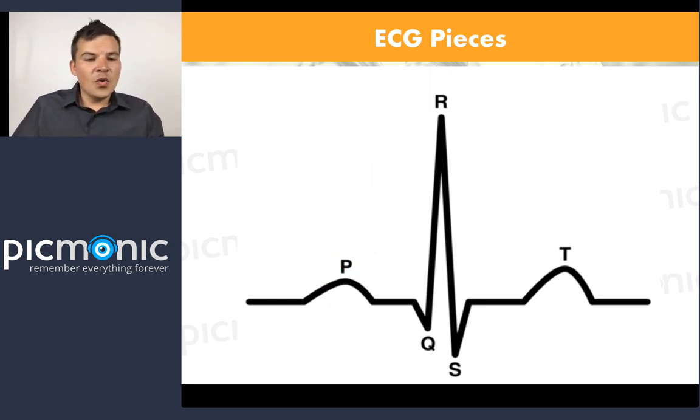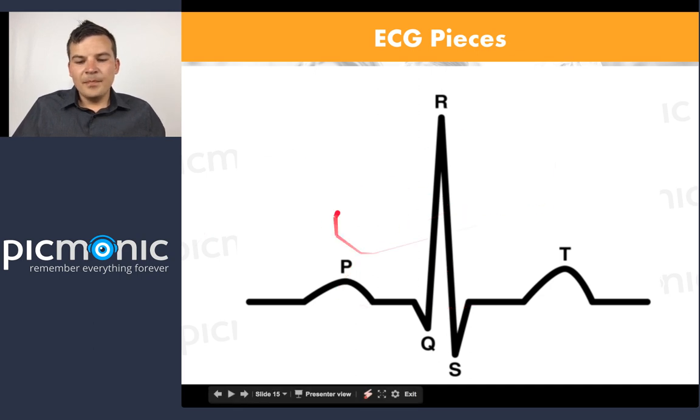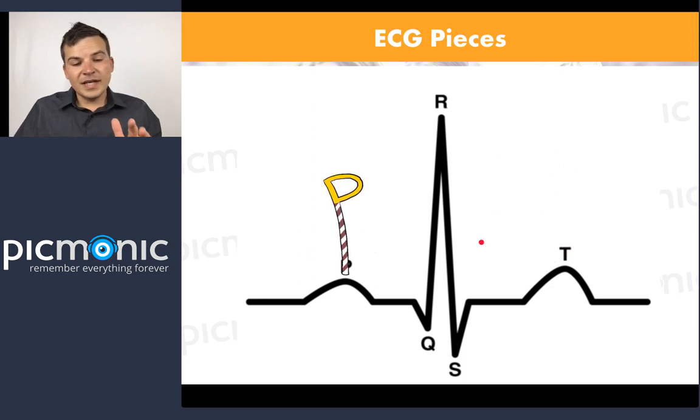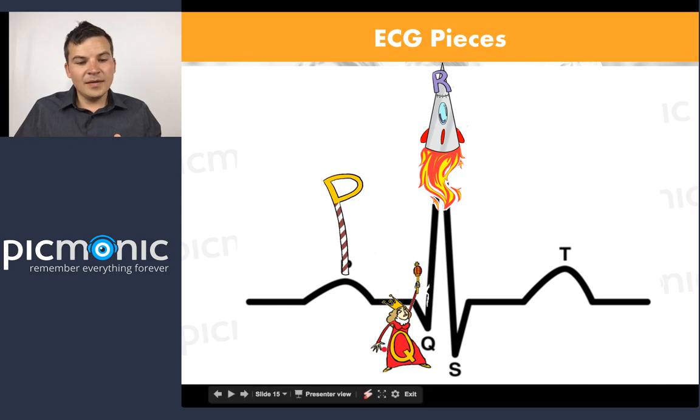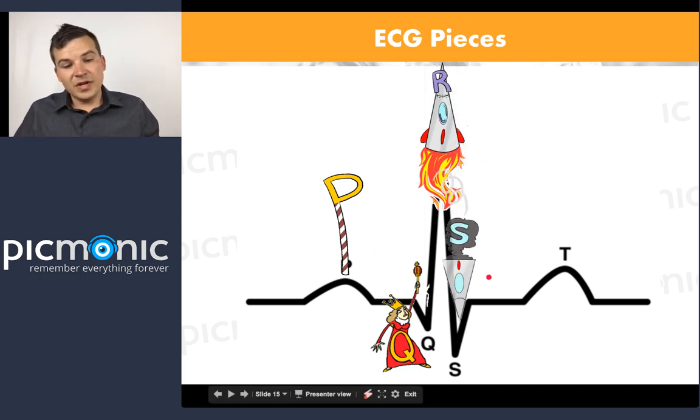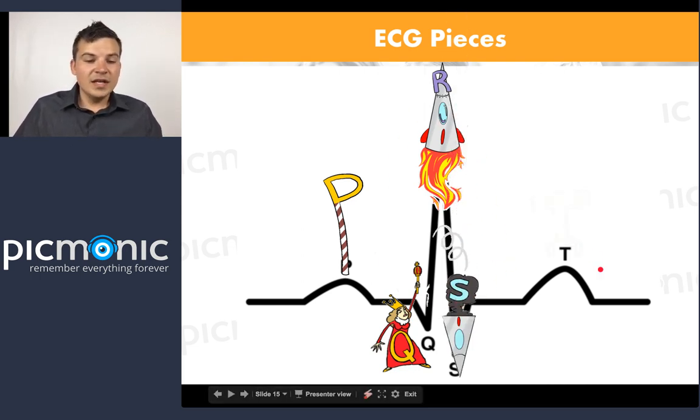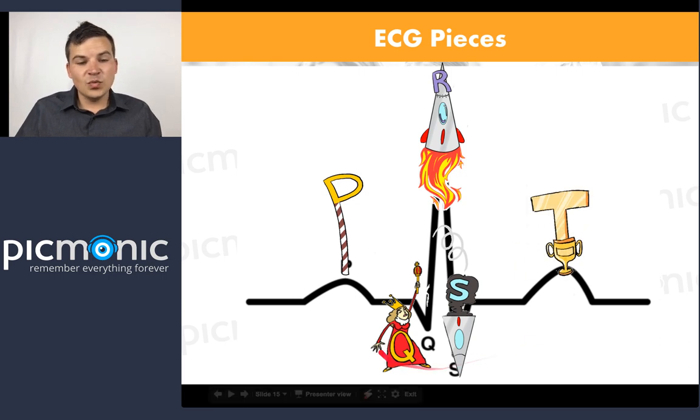Anyway, as we're talking about the ECG pieces, like I said, PQRST, you've got to know all the pieces. Now we've got a wonderful Picmonic to help you with this. You can go check it out. We've got our little queen and then our little R rocket, our little S for shooting down, and then of course our T trophy to help you remember PQRST as well as learning.